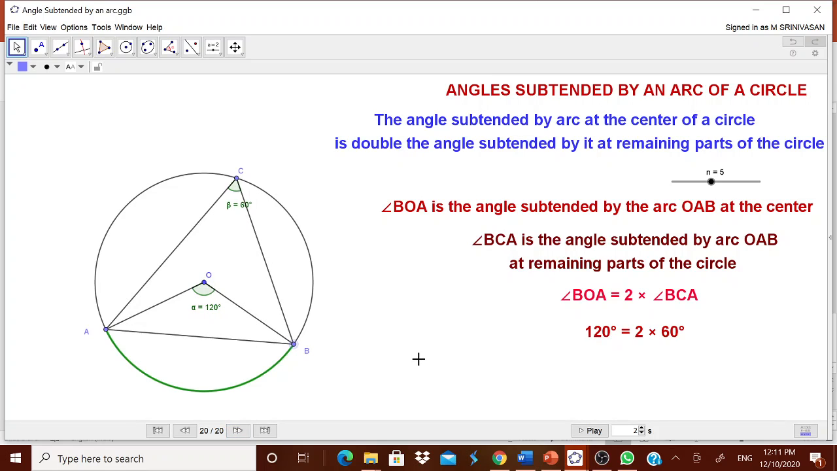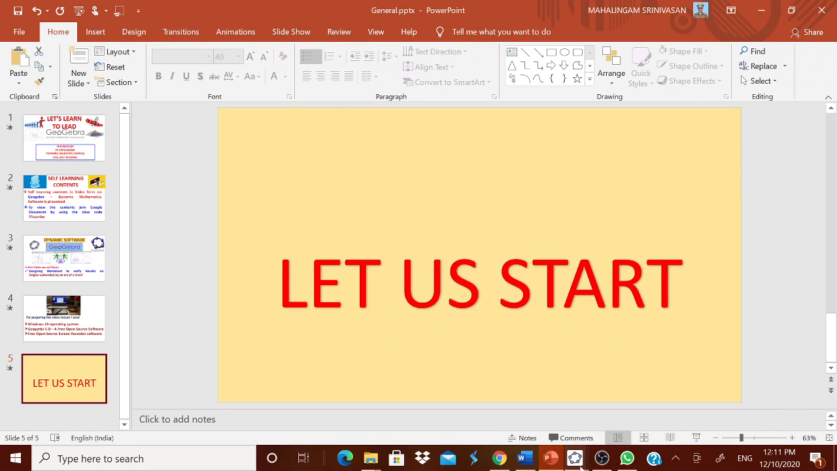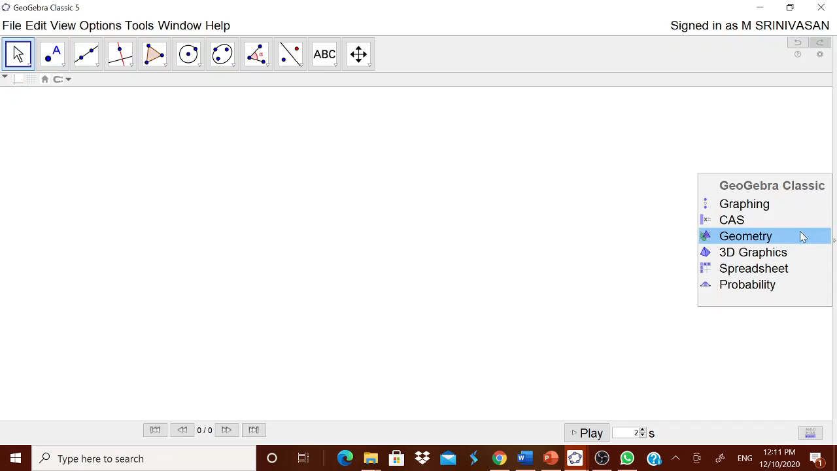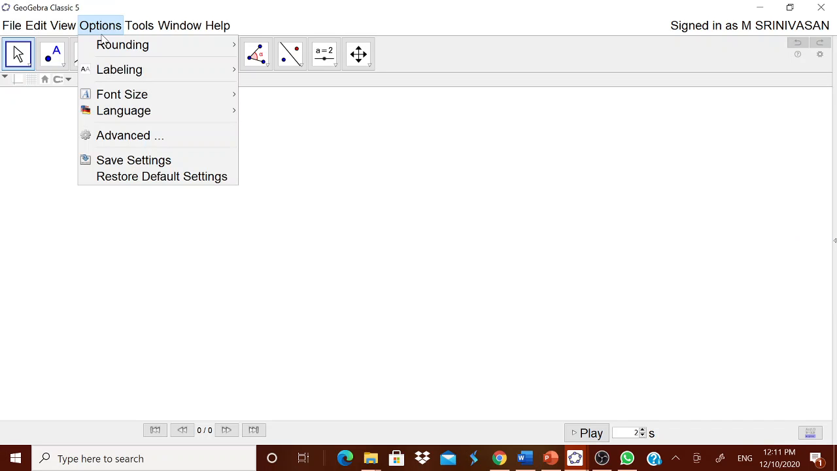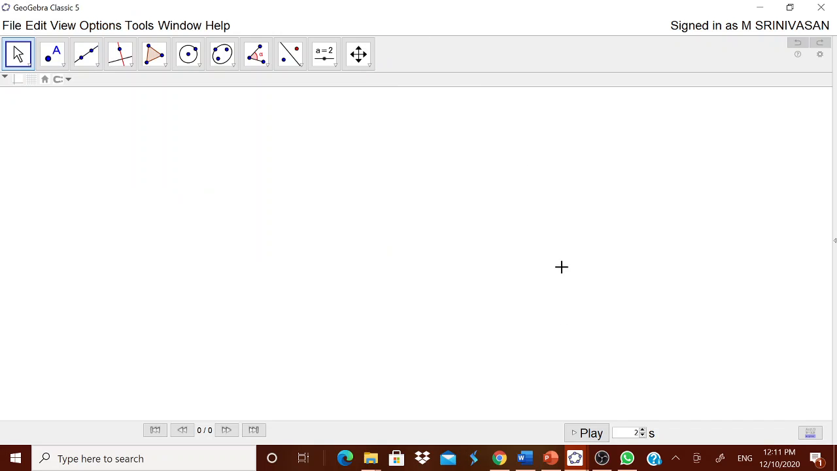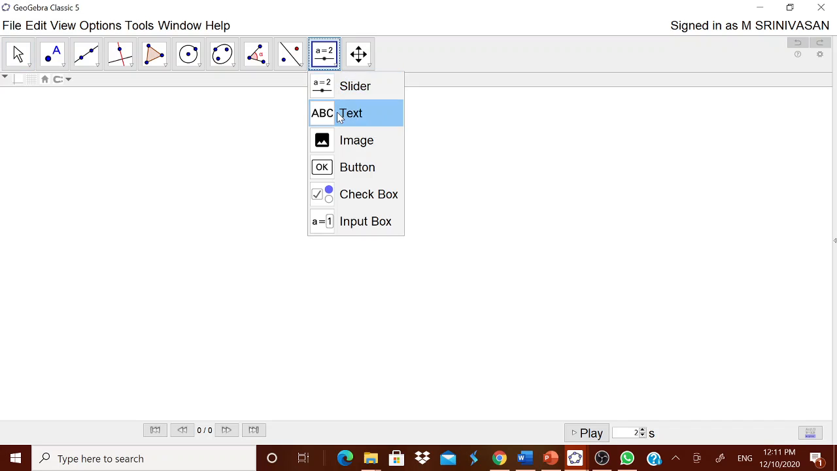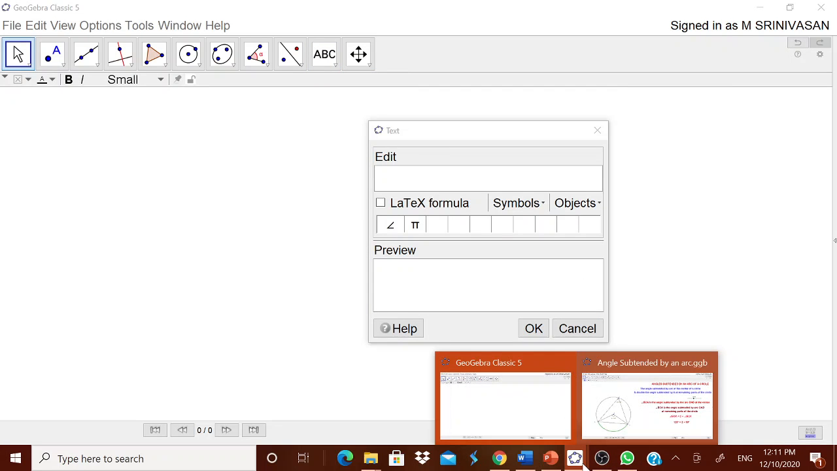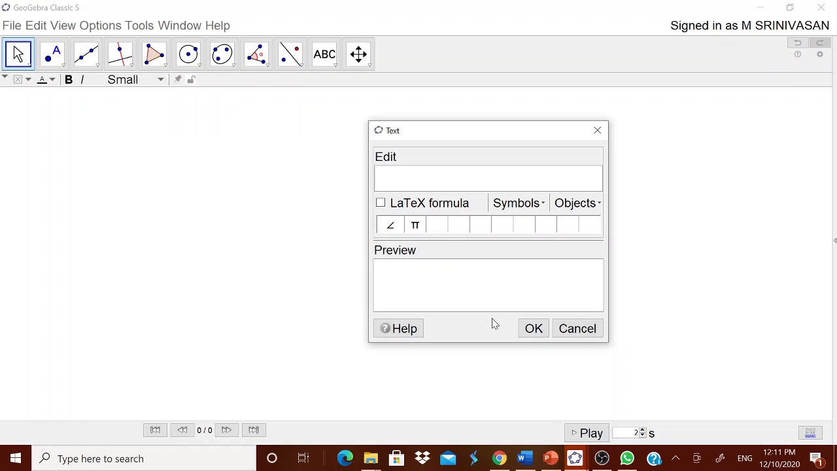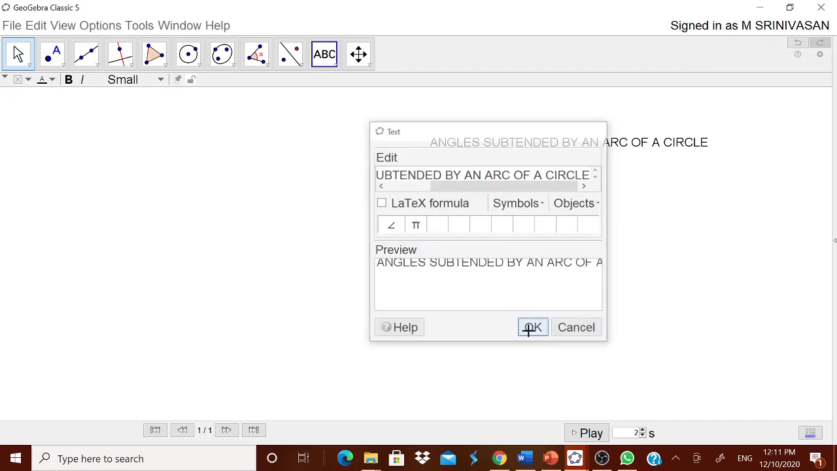Let us try to design this dynamic worksheet from scratch. For that, I have taken a GeoGebra Classic 5 worksheet and the geometry view, and in the options I have set labeling of new points and rounding to 0 decimal places or 1 decimal place, whatever you want. Let us start with the heading so that the child will learn what you are doing. Angle subtended by an arc of a circle may be the heading for this worksheet.